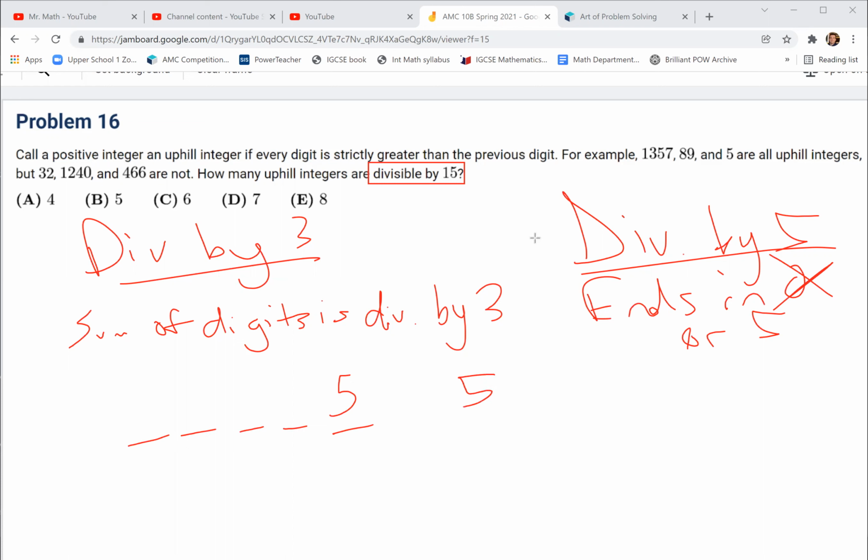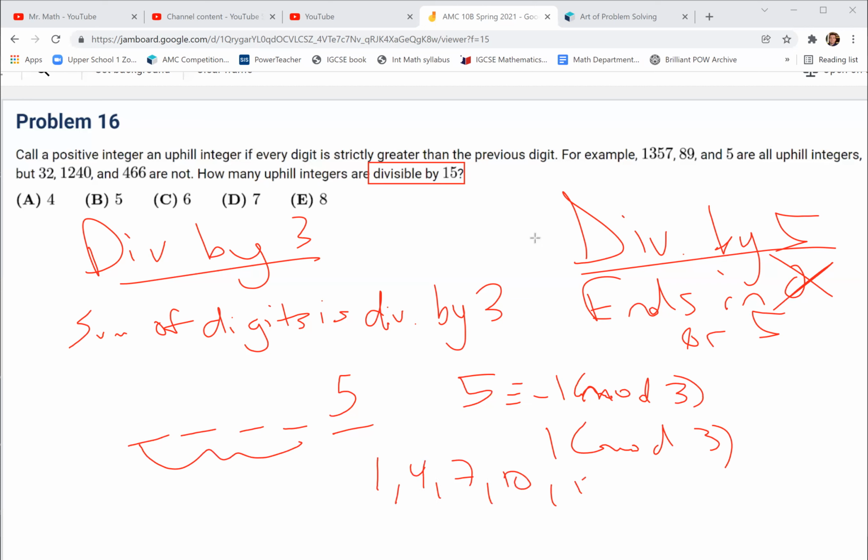Well, let's think about it. 5 is -1 mod 3. So hopefully you guys have some understanding of modular arithmetic. Basically, it just means that 5 is 1 less than a multiple of 3. So that means that whatever we add, we need that sum to be 1 mod 3. So we need to add 1 more than a multiple of 3 in order for the sum to be a multiple of 3. So what kind of numbers are 1 more than a multiple of 3? 1, 4, 7, 10, 13, etc., right? But notice that 1 plus 2 plus 3 plus 4 is 10. So it can't be 13 or higher.